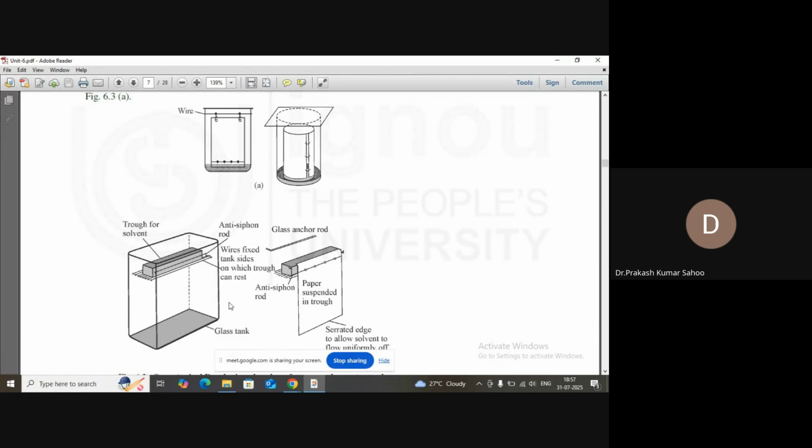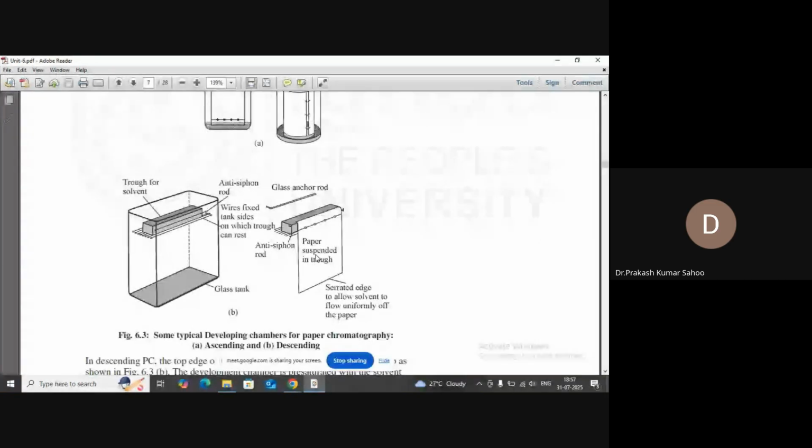So this is your descending chromatogram, and this is your ascending chromatogram. Ascending means your paper is deep inside the solvent, and your different components move from the bottom to the top direction. But here your paper is hanged like this. So this is in a hanging position.